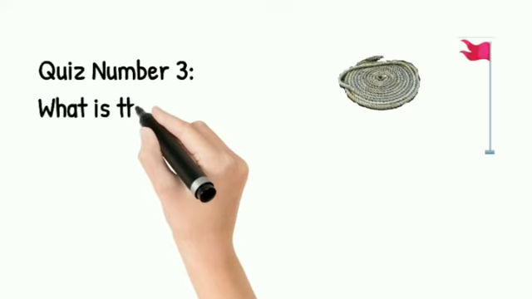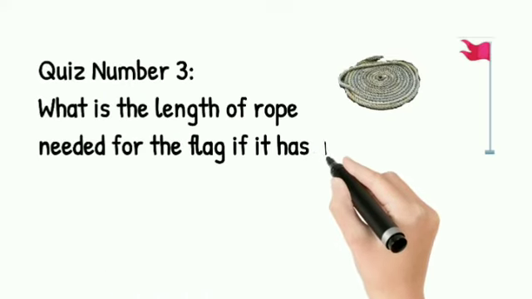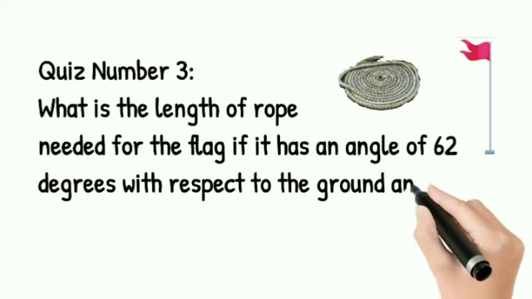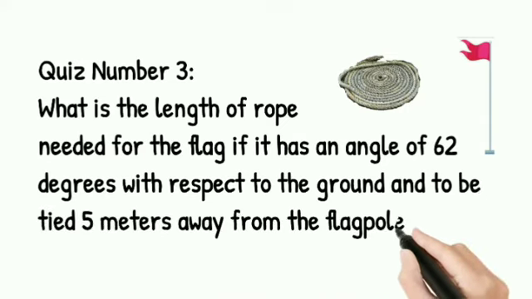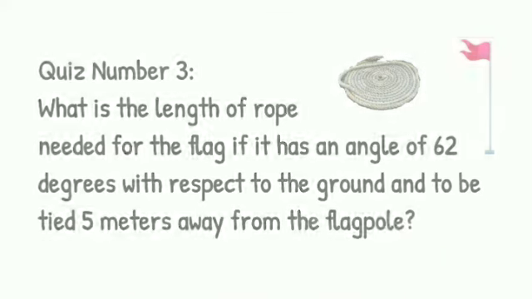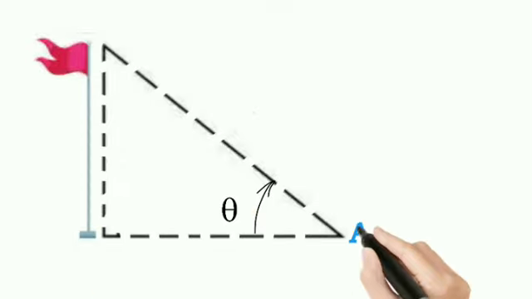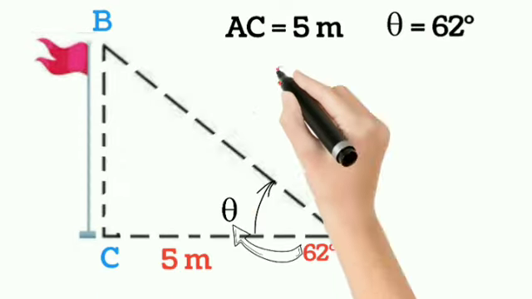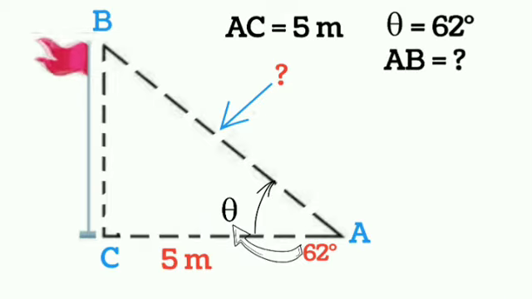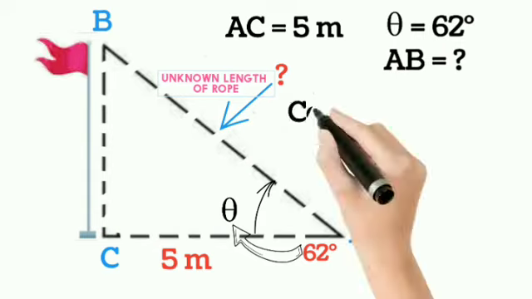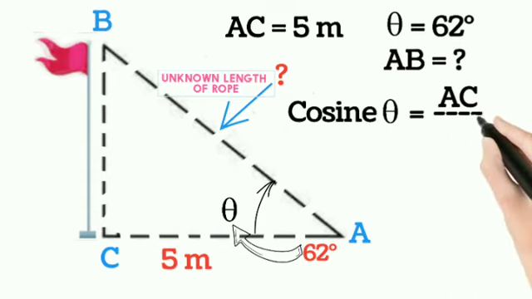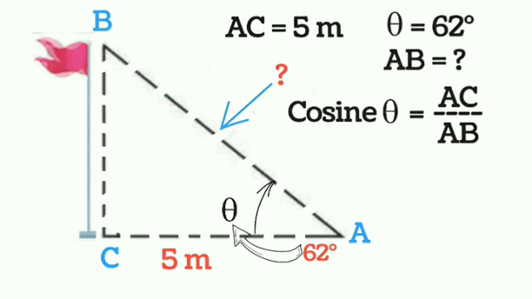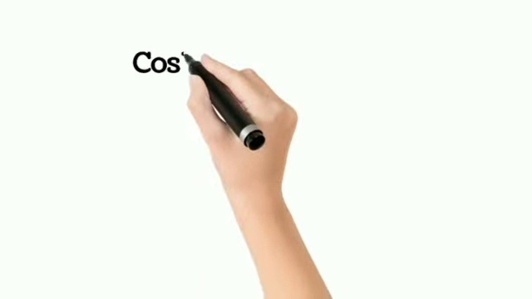In quiz number 3, what is the length of rope needed for the flagpole if it has an angle of 62 degrees with respect to the ground and to be tied 5 meters away from the flagpole? As shown in the drawing, AC is the distance of the flagpole from where the rope is to be tied on the ground having an angle of elevation of 62 degrees. Since the unknown length of the rope from the flag to the point in ground where to be tied is AB, the equation is cosine theta is equal to AC divided by AB.